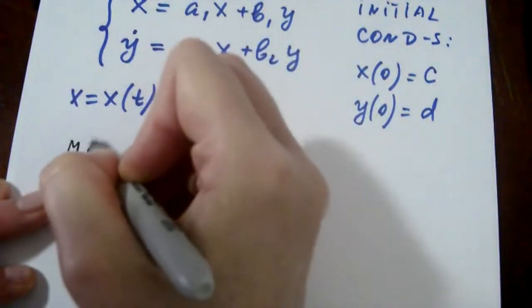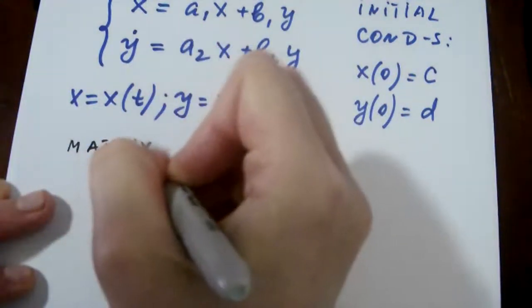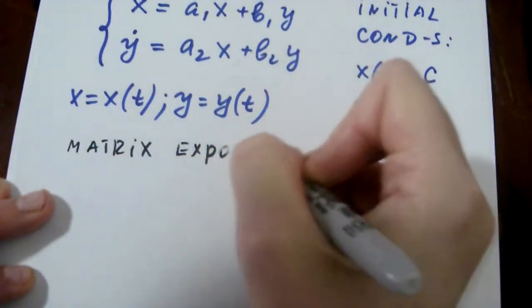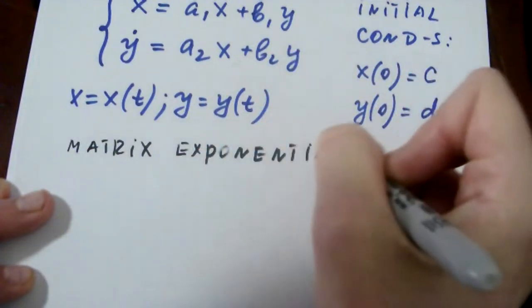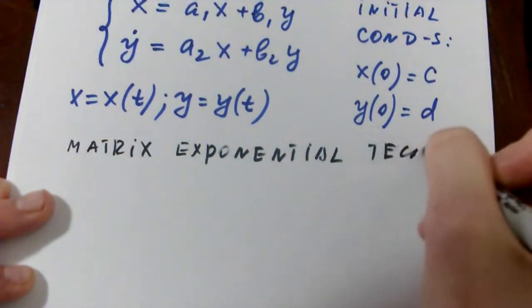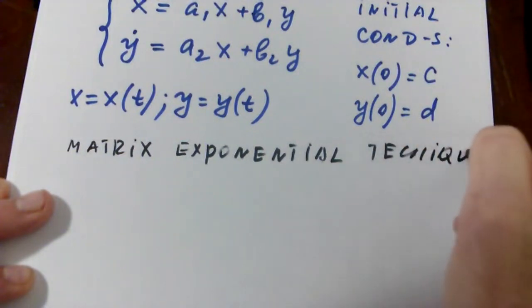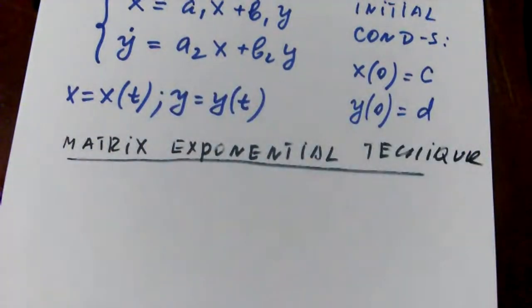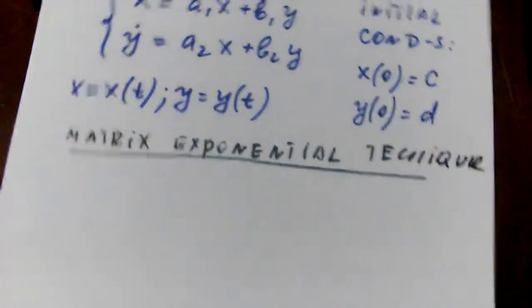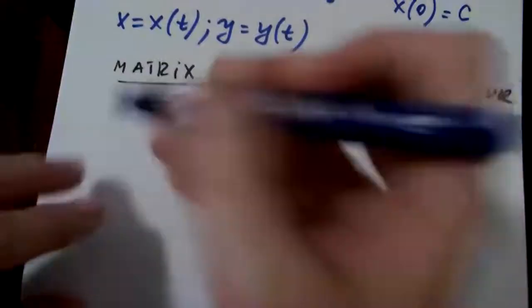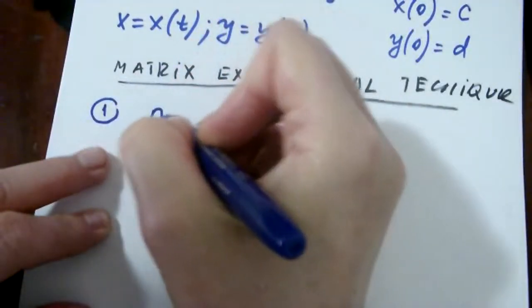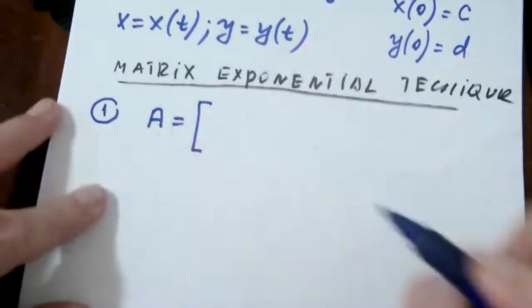This is the matrix exponential method, or technique. It consists of 3 steps only. Oh, it looks like blue is much better. It's fresher. Okay, so the first step is to write down the so-called matrix of the coefficients for this system.